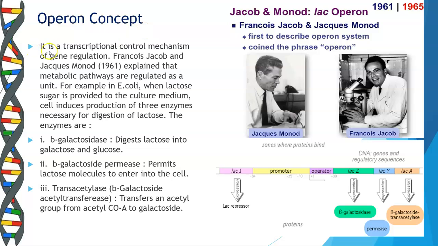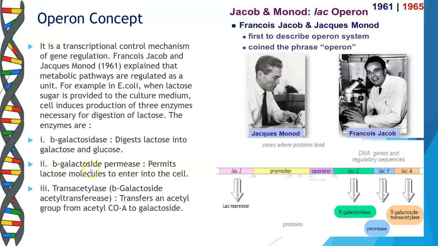Operon concept: it is a transcriptional control mechanism of gene regulation. Francois Jacob and Jacques Monod in 1961 explained that metabolic pathways are regulated as a unit. For example, in E. coli, when lactose sugar is provided to the culture medium, they said that it induces the production of 3 enzymes necessary for its digestion. These enzymes are beta-galactosidase for digestion of lactose to glucose and galactose.